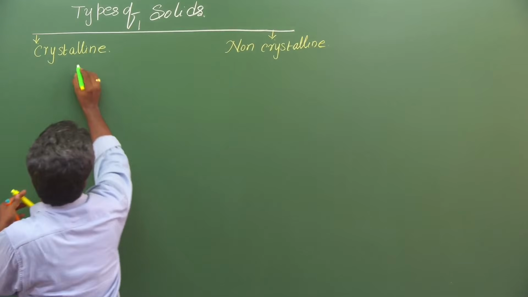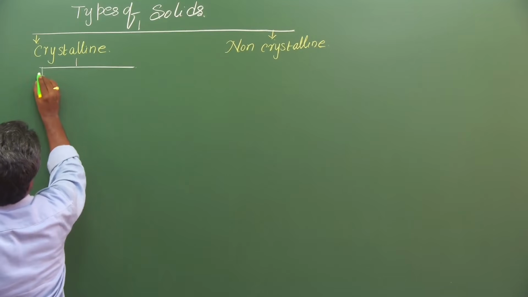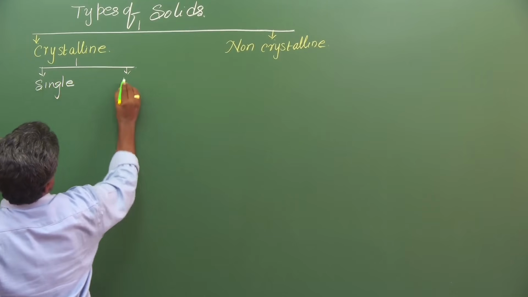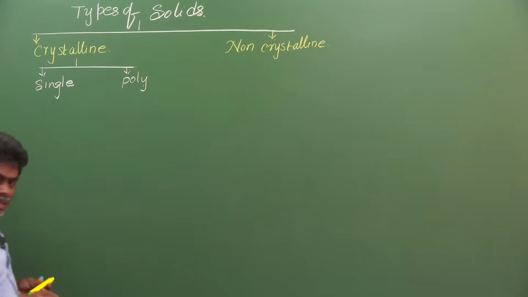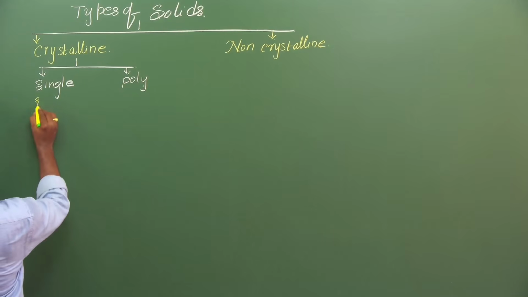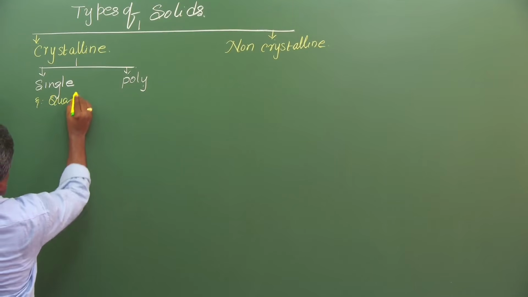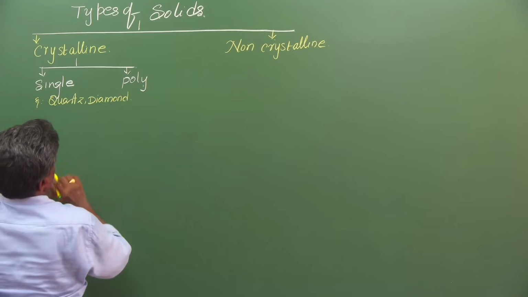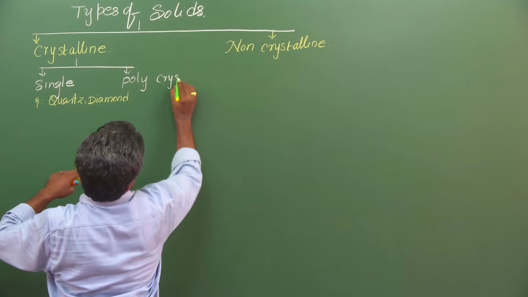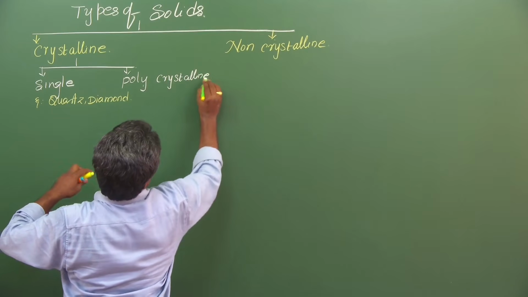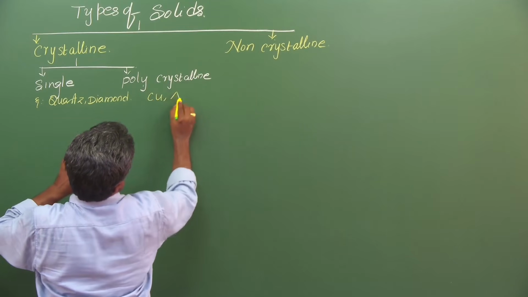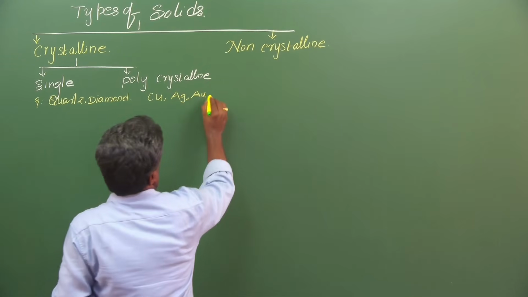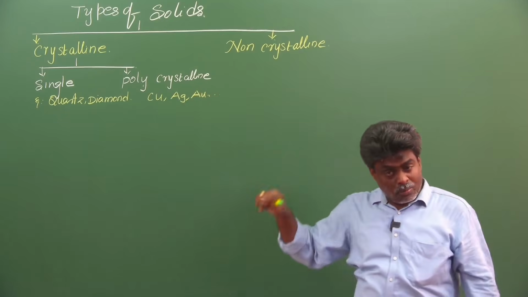And again crystalline is divided into two types. One is single crystalline, another is polycrystalline. Can you give one example for a single crystalline? Quartz, as well as diamond. But for polycrystalline, if you take copper, silver, gold, all these are polycrystalline.